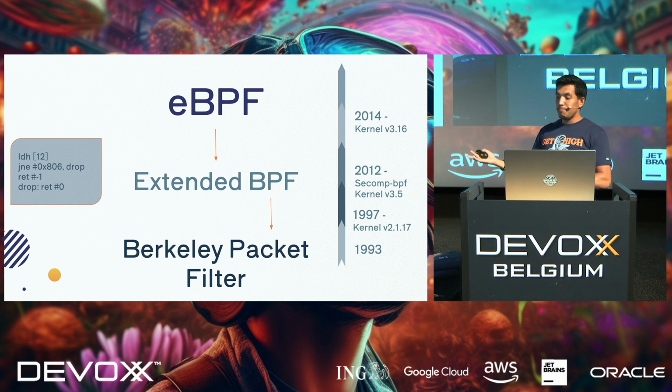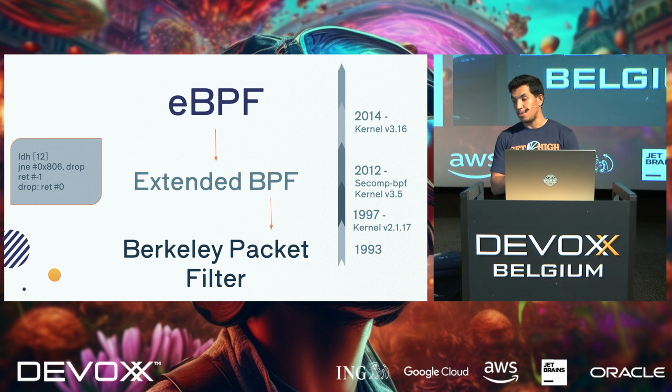Then the paper was written in the Berkeley laboratory. That's where the name came from. It was introduced in the Linux kernel in '97. Second, BPF was the real implementation, introduced in kernel 3.5. And then we ended up with eBPF.